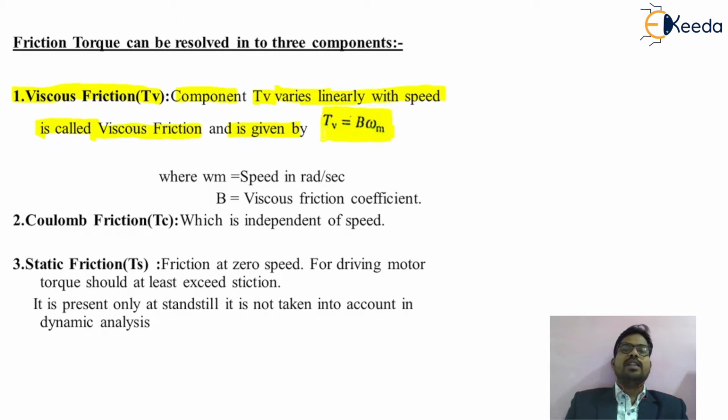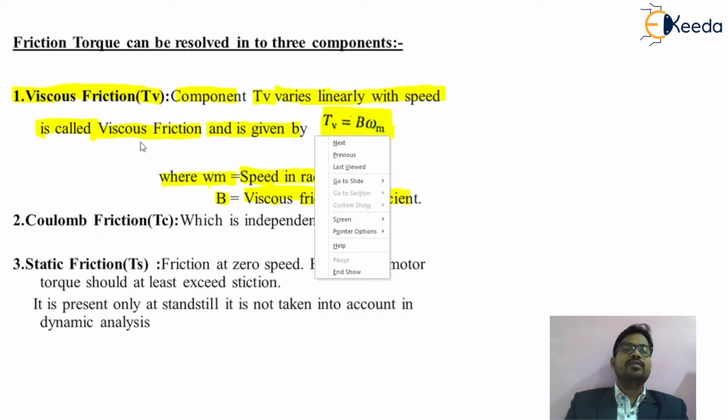So what do we mean by B? The value of B is called the viscous friction coefficient, and omega m is the speed in radian per second. So this will be the viscous friction formula, that is TV is equal to B into omega m. This will be the first component of the friction torque.